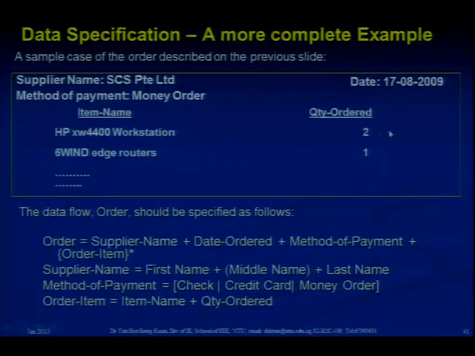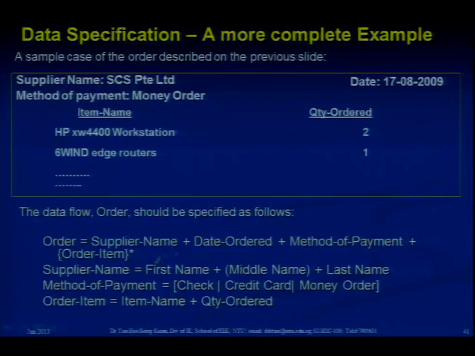This is called 1 order item. This is called 2, second order items. So that means supplier order is formed by these 4 components. Okay. So we use a sequence structure to show that.